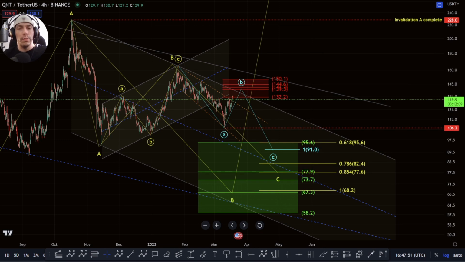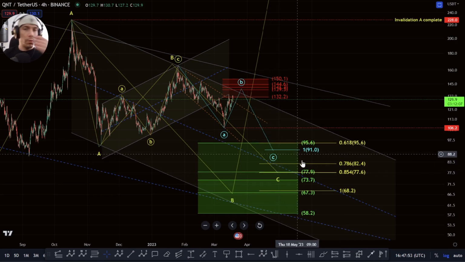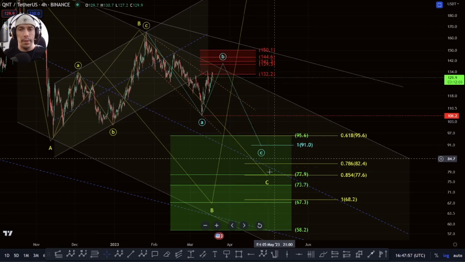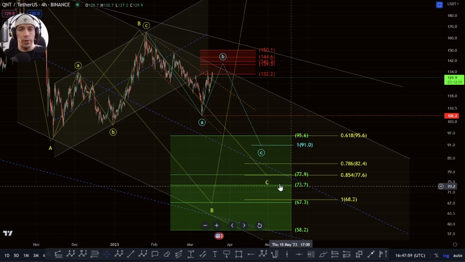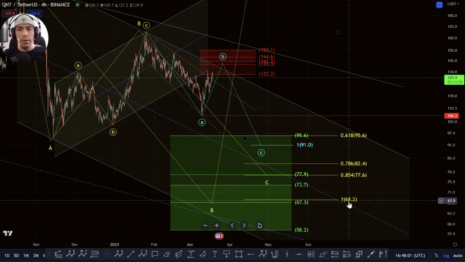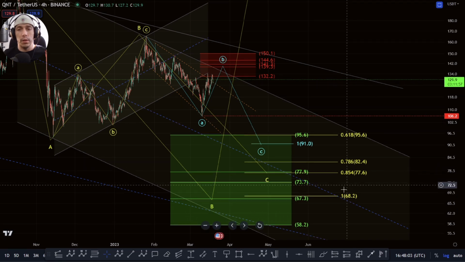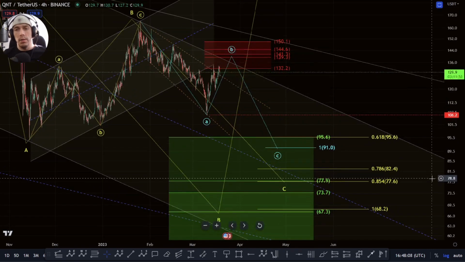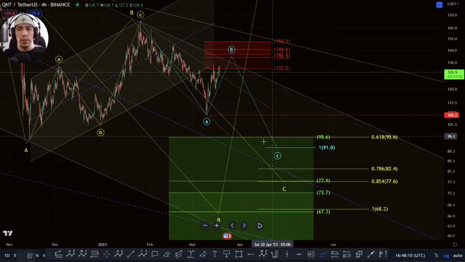Okay, so let's get into the fun stuff now. Basically what we're looking for here, I'm still looking for that possibility to come down to below this point here, looking for that possibility of coming down towards this 68.2 at a 1-to-1 of this A wave here. However, there is obviously always potential that this could fall short.